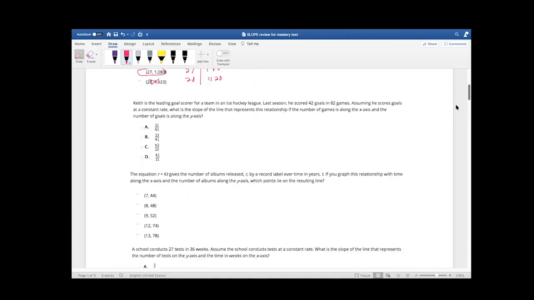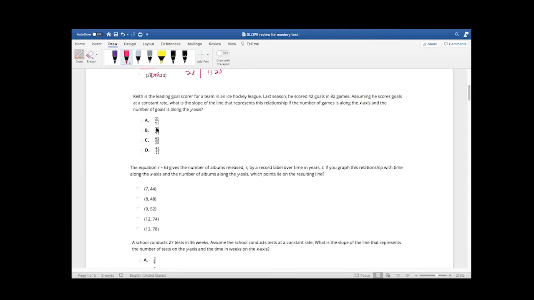Now let's take a look at a couple more here. Keith is the leading goal scorer for a hockey team in the league. Last season, he scored 42 goals in 82 games. Assuming he scores goals at a constant rate, what is the slope of the line that represents this relationship if the number of games is along the x-axis and the number of goals is along the y-axis?